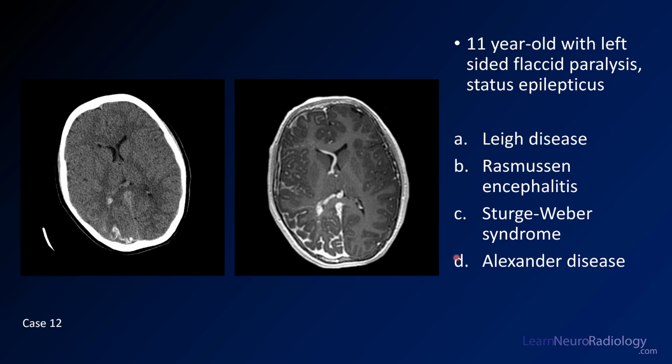Case 2 is an 11-year-old with left-sided flaccid paralysis and status epilepticus. You have 2 images here. You have an axial CT, you have an axial post-contrast MR. Your choices are Leigh disease, Rasmussen encephalitis, Sturge-Weber syndrome, or Alexander disease.